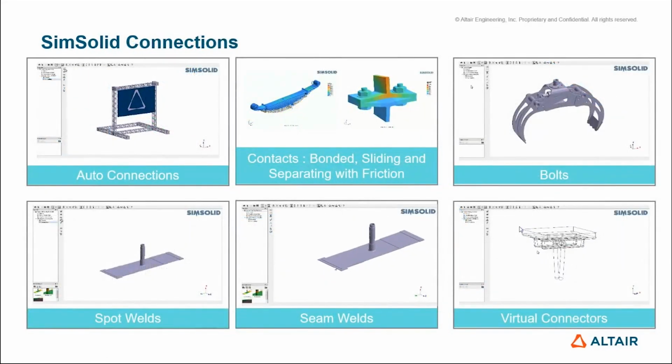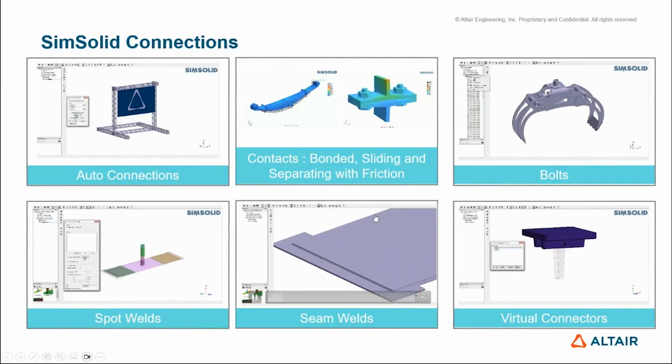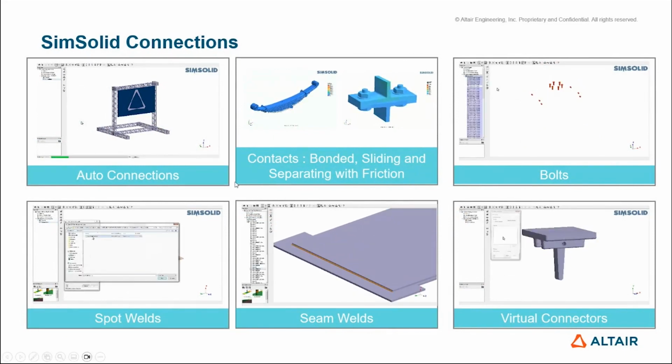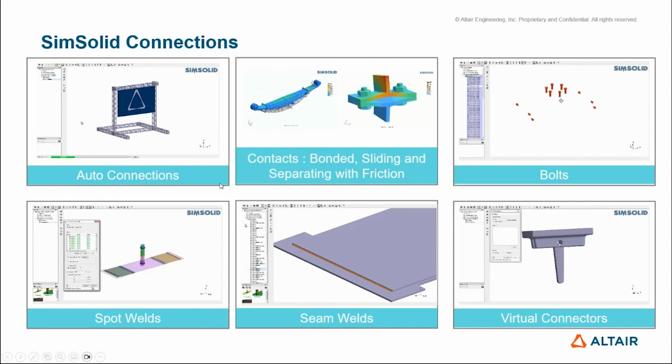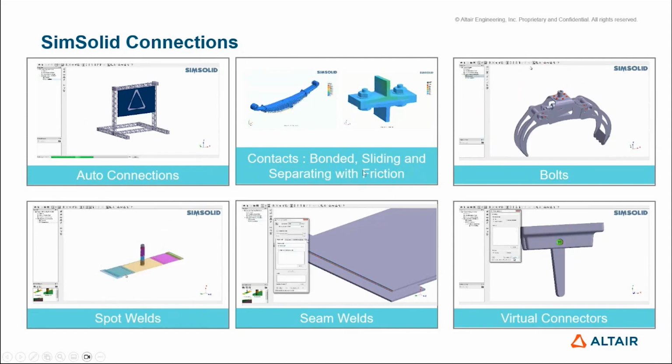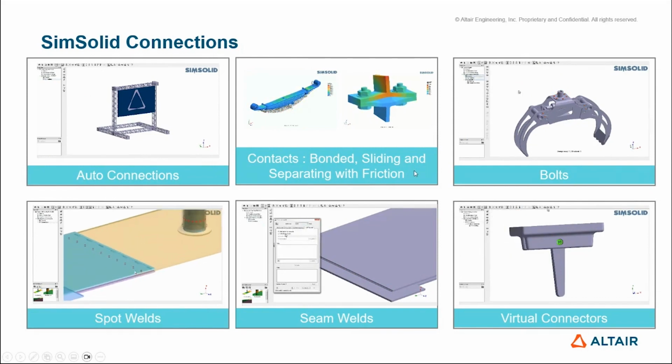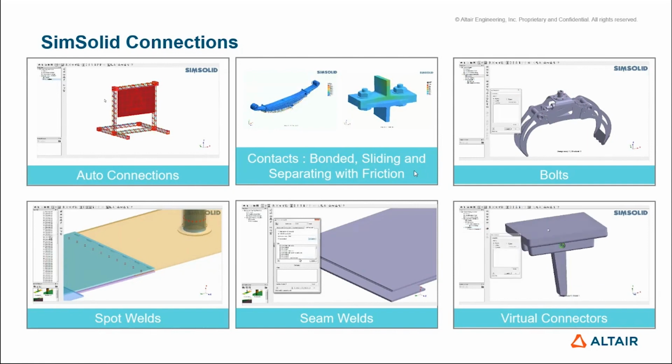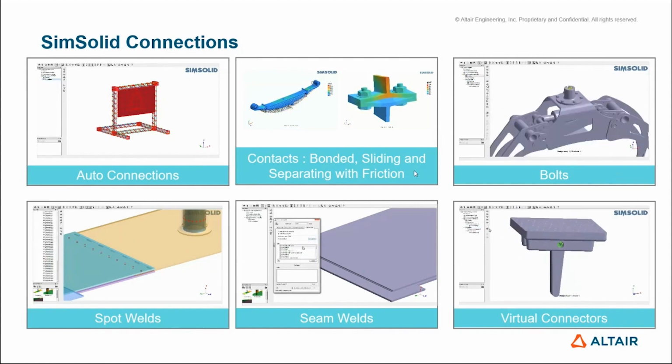Again, the SimSolid connections, auto connections. As you bring in your geometry, it asks you with what tolerance and gap you would like to connect your parts together. It picks up automatically the different distances that are in the part. So as it's importing, it assesses the part.